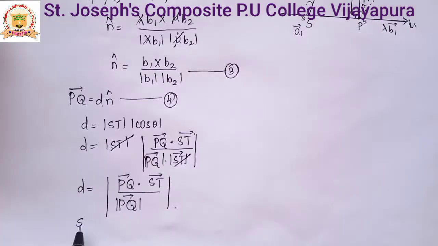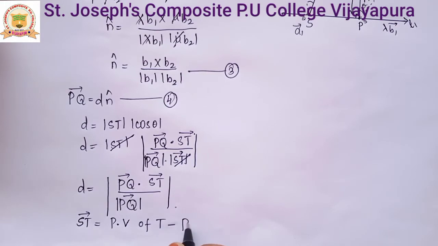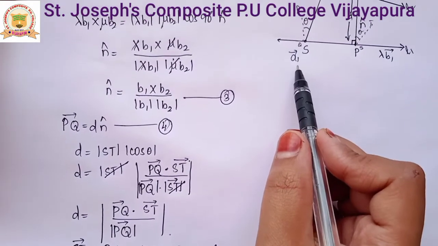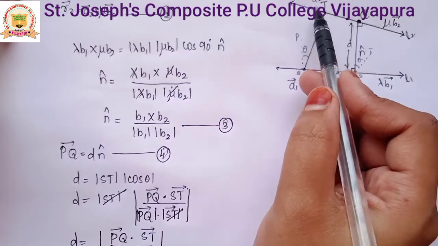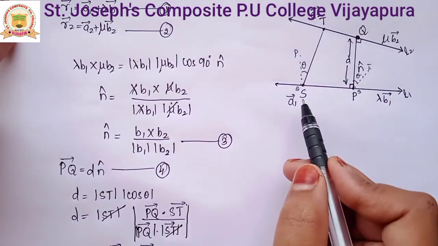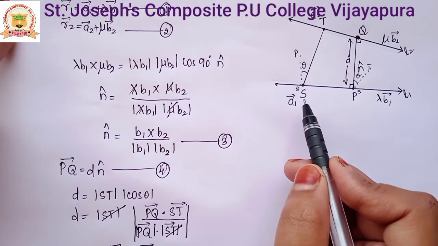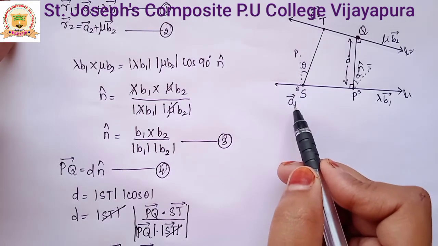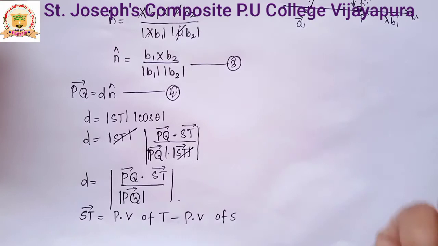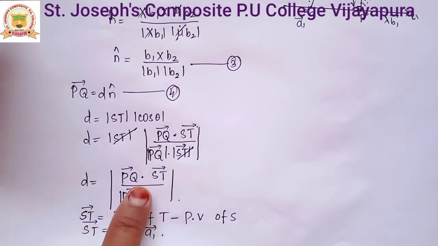That is, we know vector ST is equal to the position vector of T minus the position vector of S. What is the position vector of T? It is vector A2, and the position vector of S is vector A1. So I will substitute here, that is vector ST is equal to A2 minus A1. Now substitute this ST vector in this equation.